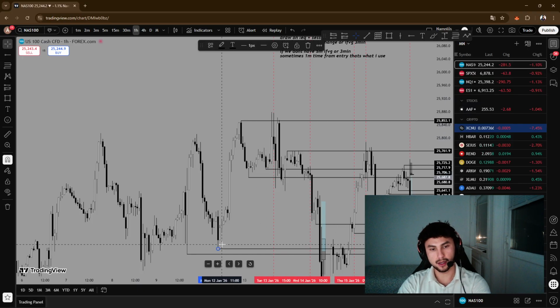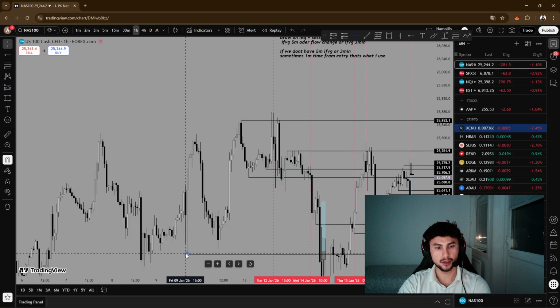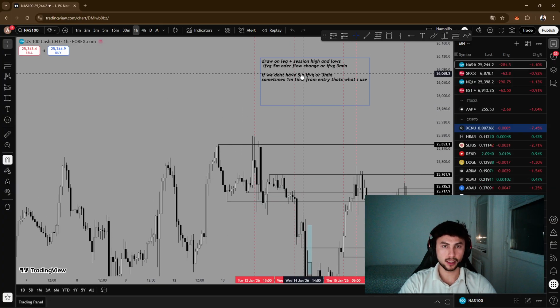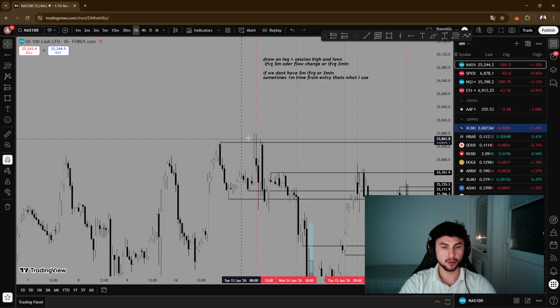So at the same time, let me just remove this so you guys can see clearly. Draws on liquidity, market opens. On the pre-market, we have already taken out this high. You guys can clearly see that. That means only one thing: the draws on liquidity has been already taken out for us.